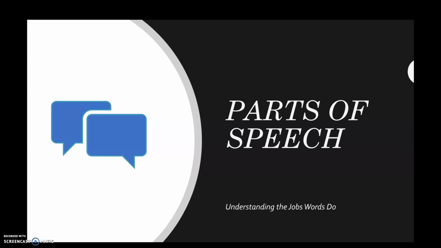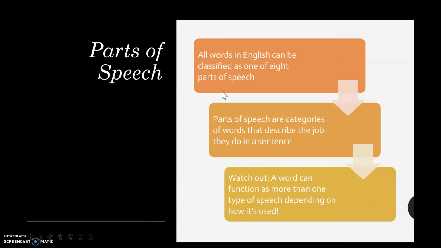There's a lot more to these than what's in this presentation. We're just doing a really simple overview. This isn't a high-level grammar course, so I don't want to overwhelm you with things that won't be useful to you. So parts of speech are fundamentally understanding the different jobs that words can do in a sentence. And all the words, there's over 1 million of them, in English can be classified into one of 8 parts of speech or groups of jobs.